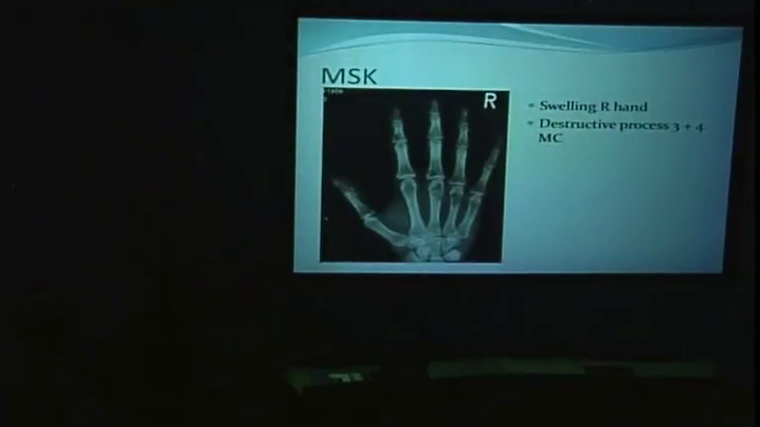MSK involvement: we've all seen bone involvement. We just saw some spinal TB, but it can happen anywhere, particularly in the hands. This one is in the metacarpals. You can't say it's TB by the appearance alone. It could be an aneurysmal bone cyst, but you wouldn't see it affecting adjacent metacarpals. It's gone across the joint space, so it's likely to be infected.